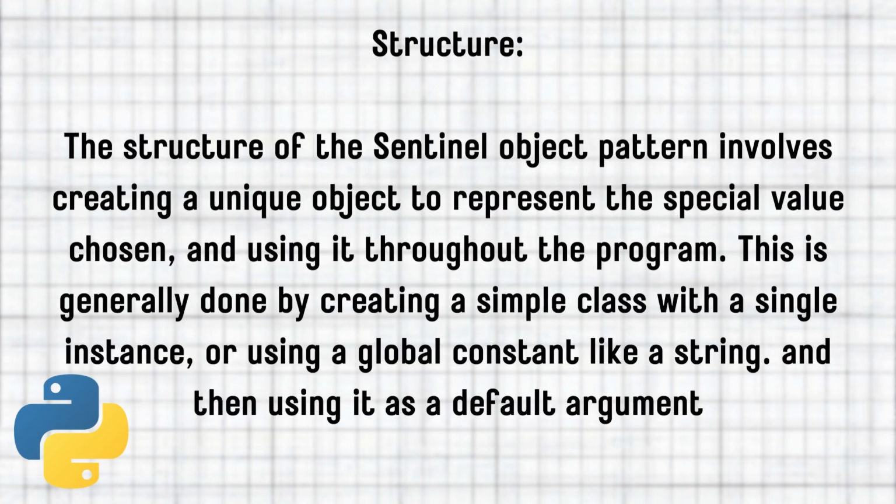Structure. The structure of the Sentinel object pattern involves creating a unique object to represent the special value chosen and using it throughout the program. This is generally done by creating a simple class with a single instance or using a global constant like a string, and then using it as a default argument.